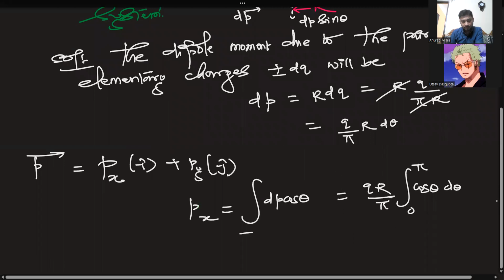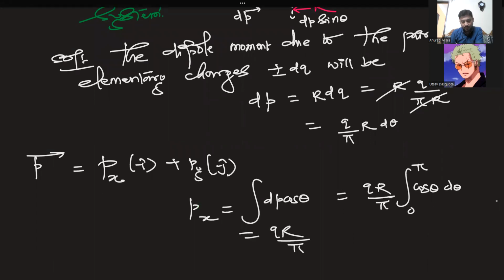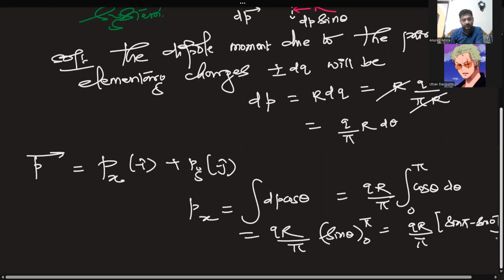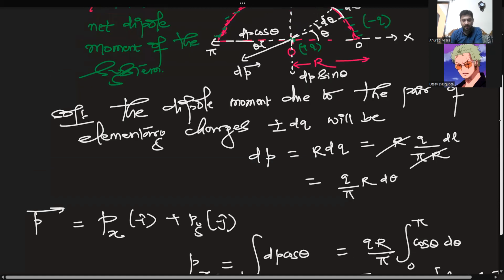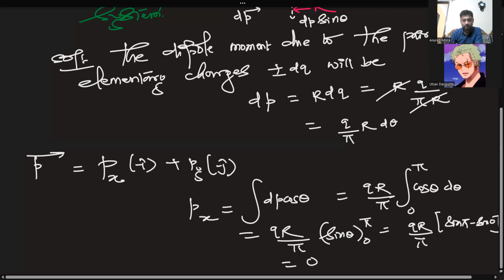So now solve it. You will get qr by pi. You know integration of cos is sine. So sine theta from 0 to pi. That will give us qr by pi times sine of pi minus sine of 0. Sine pi, sine 180 degree, is 0 and sine 0 is also 0. That means the dipole moment will not have any x component. The resultant x component will be 0. Is that clear till this point?